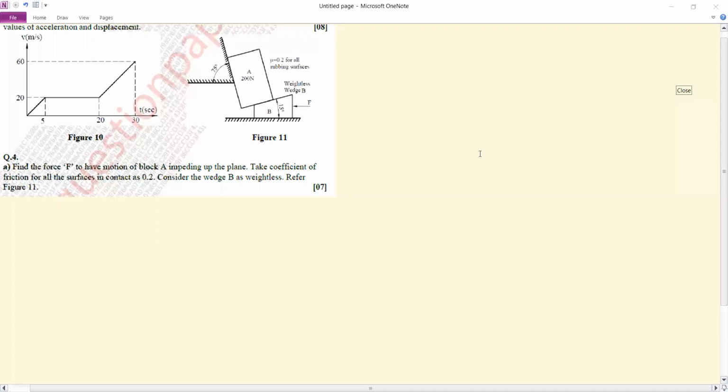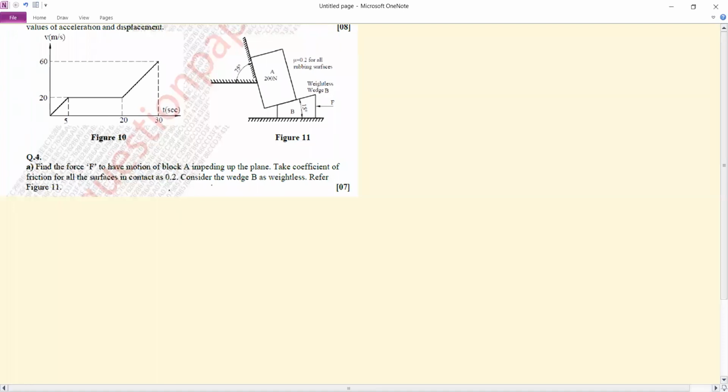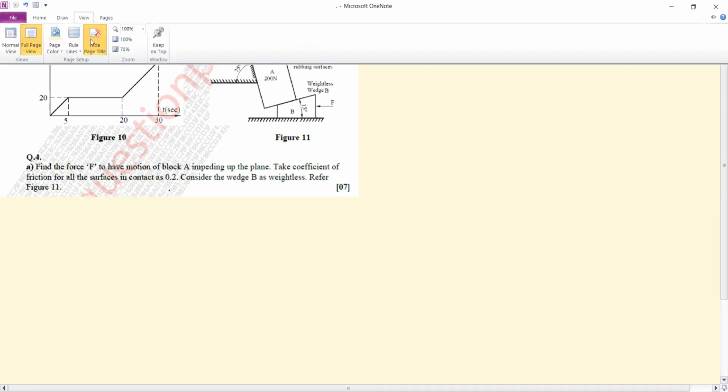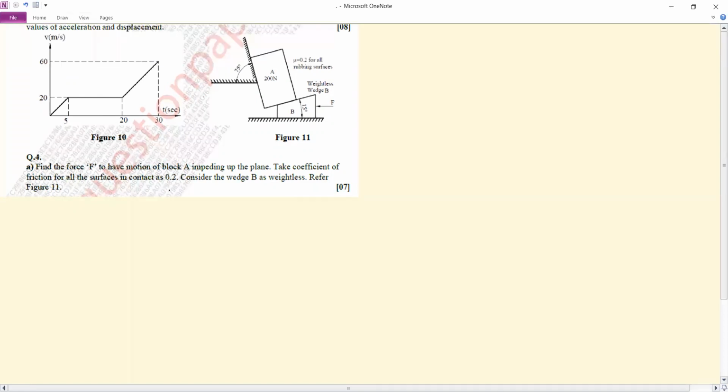So, in the previous session, we started with the wedge friction, and we have solved one problem on the wedge friction. So, note down the next problem. This is a question from a university question paper. So, refer to this problem.